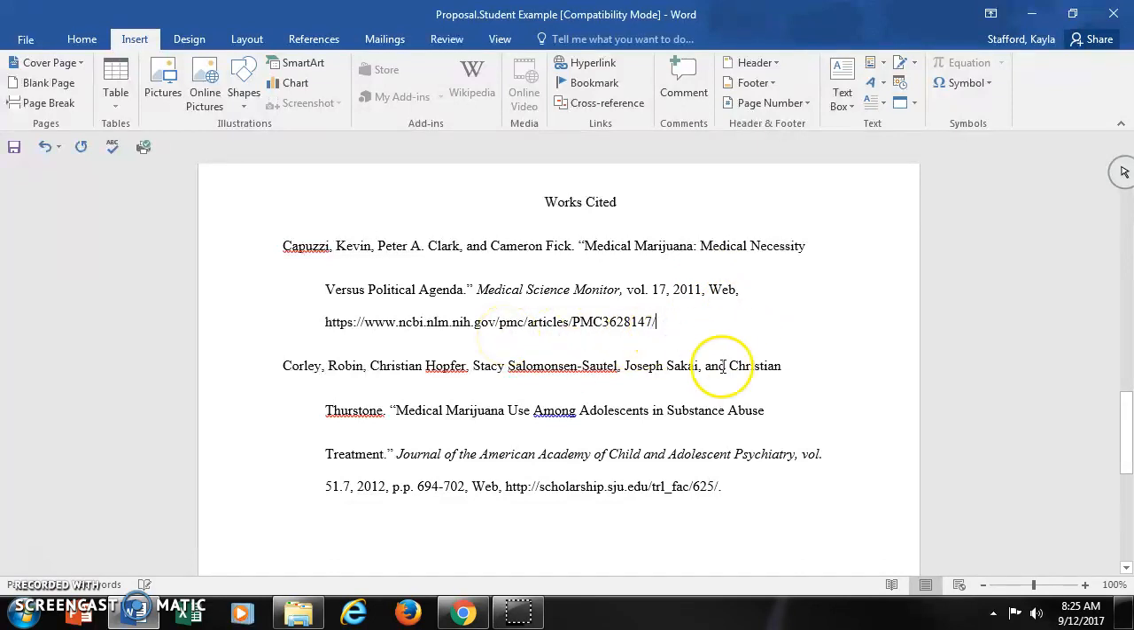I am requiring you to include the URL so that I can find this source, because if you include the URL, I can simply click on it and see the source that you are using. So please keep that in mind.